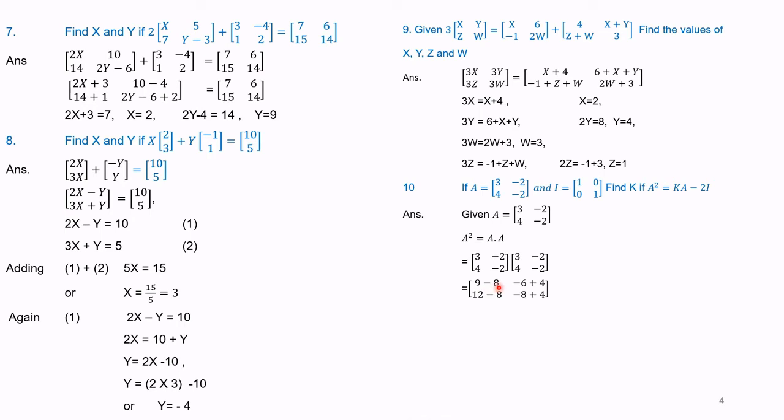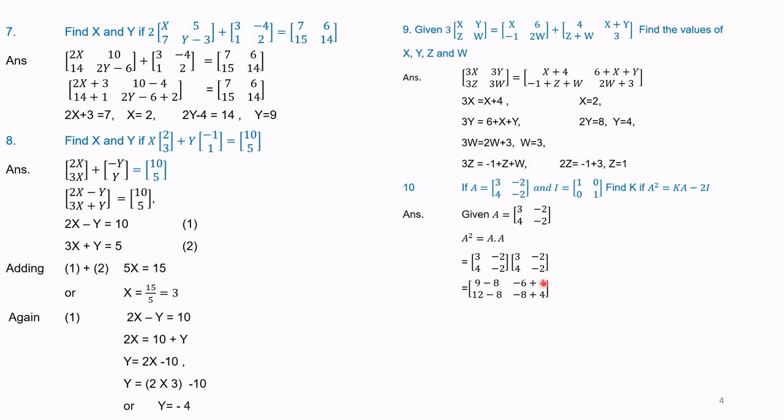The next element is found by multiplying the first row with the second column. This is the second column. Therefore, we get 3 into minus 2 is minus 6. Minus 2 into minus 2 is plus 4. So, the second element we got.